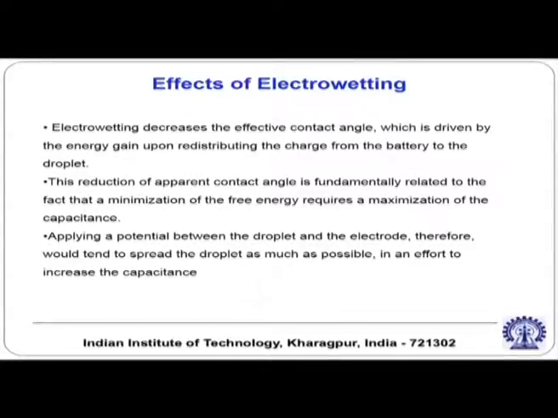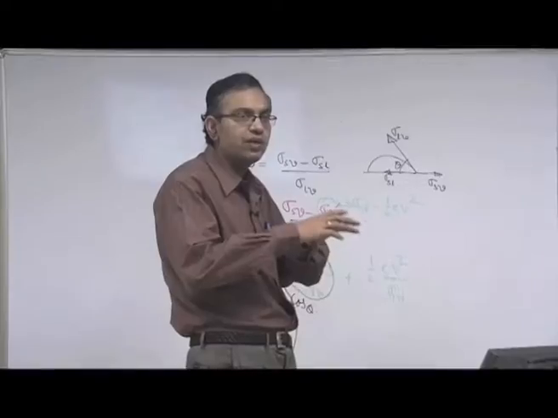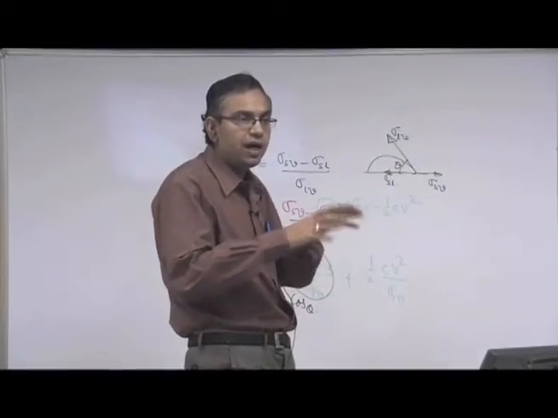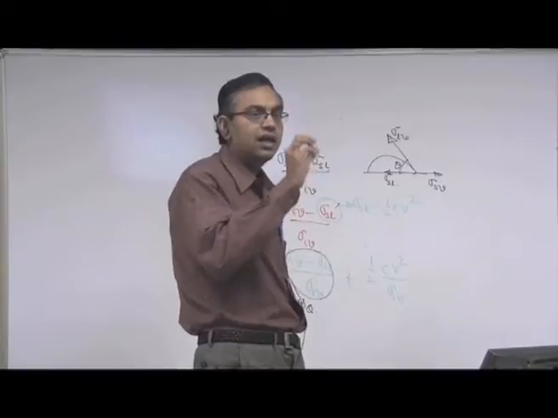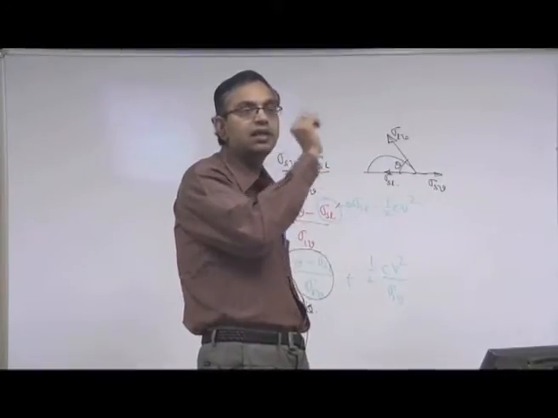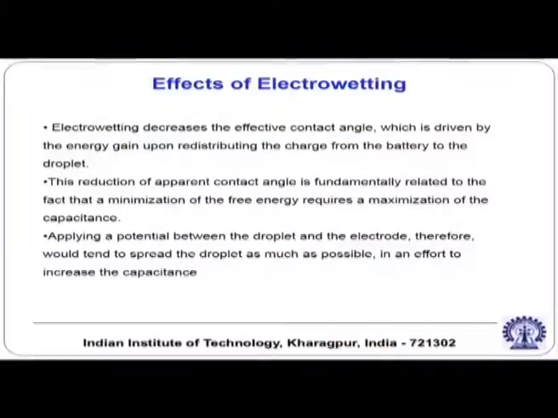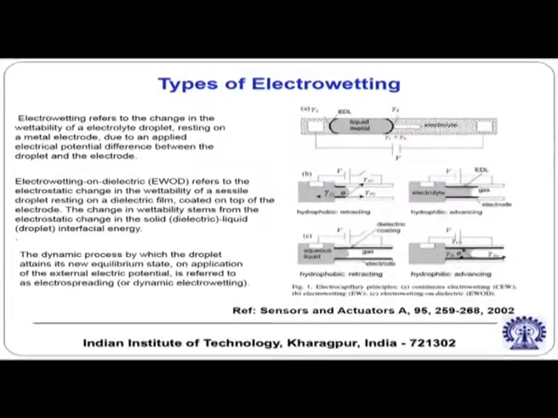Applying a potential between the droplet and the electrode would spread the droplet as much as possible in an effort to increase the capacitance. So that is an implicit way in which the droplet tries to increase the capacitance, but we are not talking about the increase in capacitance by altering the thickness of the dielectric layer. So this is a natural readjustment to the configuration.